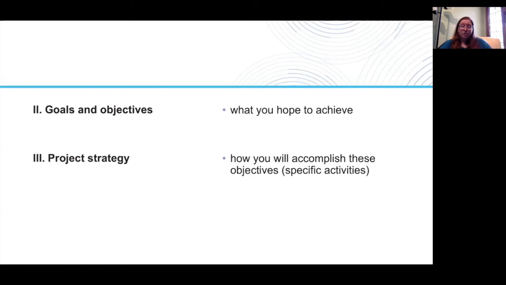The third section is going to be your project strategy. This is where you are going to explain to your potential donors or funding agency what specific activities, processes, and methods you are going to use to accomplish the goals and objectives in part 2.